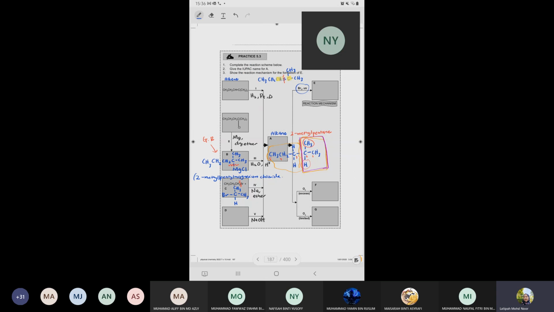Okay, awak pilih salah satu H yang ada dalam alkane awak. Okay, let's say I choose this one, yang saya bulatkan biru ni. Okay, so the structure of D, kita boleh lukis dia macam ni.